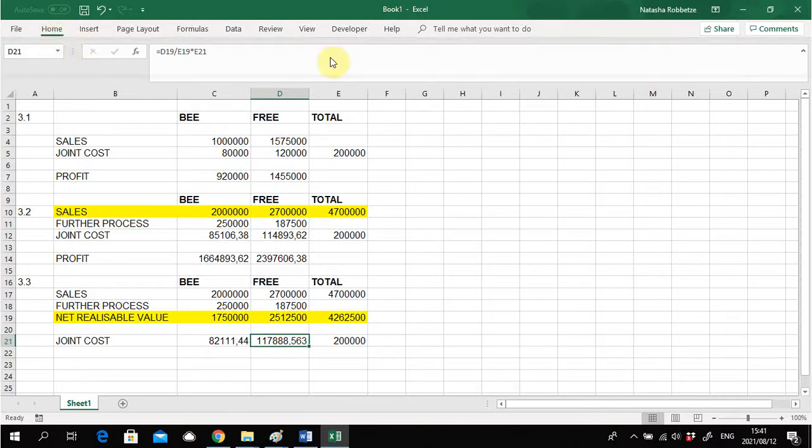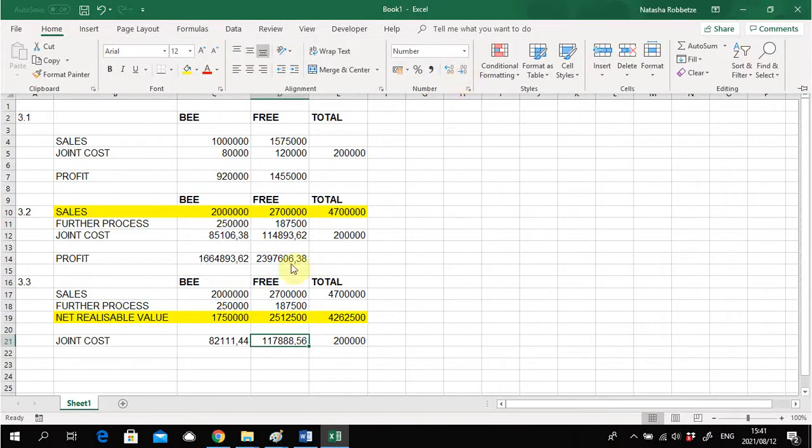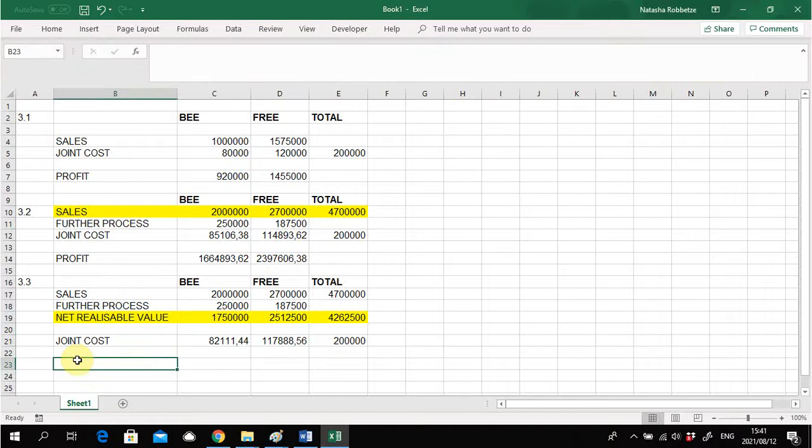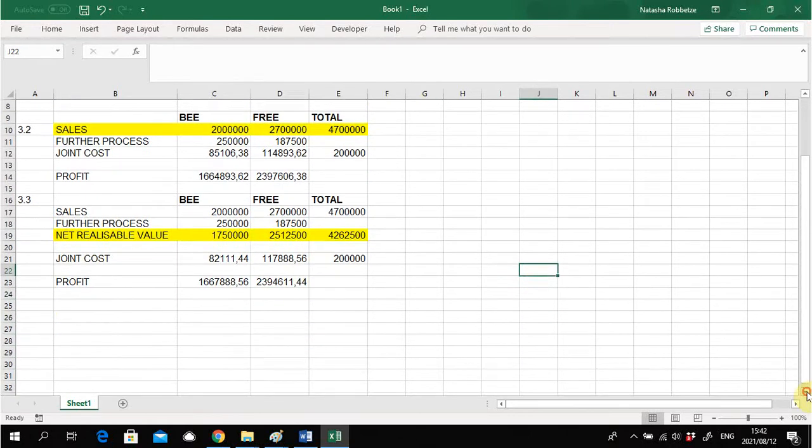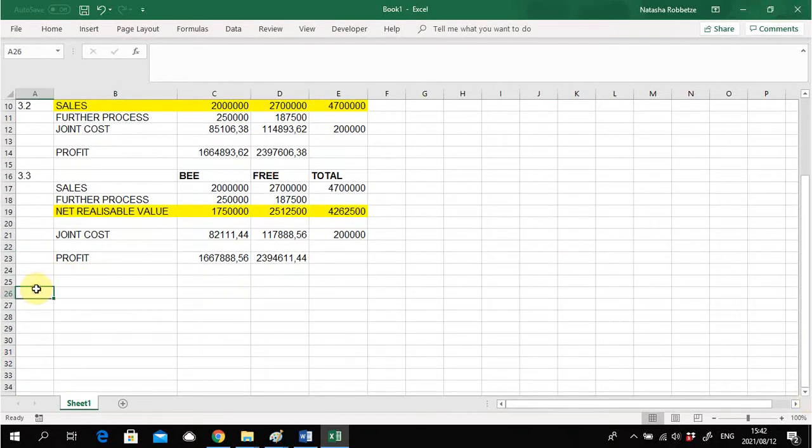Again, I'm just going to use 2 decimal places and then we can get to our profit because the profit will be the net realizable value minus the joint cost. And we have answered 3.3. We are left with 3.4.